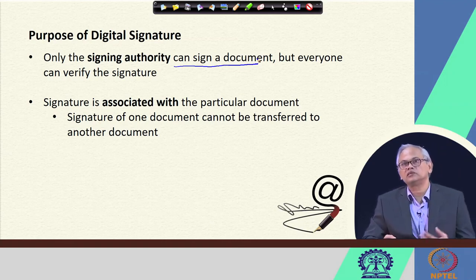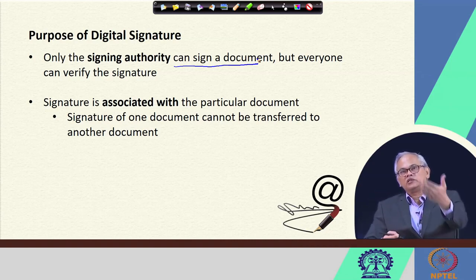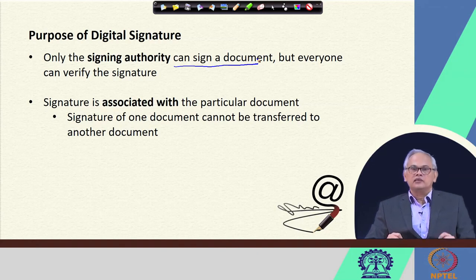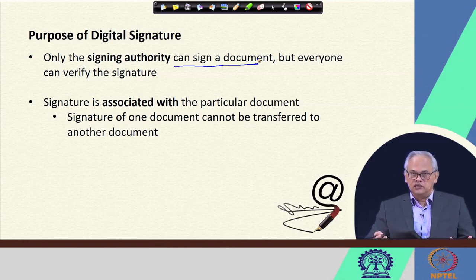As you can see, once I have handed over my check to somebody who presents it to the bank, the bank people can always verify the signature. It is open for everybody to verify. Only I can sign, but everybody can verify that it is indeed my signature. Of course, people will have to know my original signature. That is why the bank keeps my signature in their records.